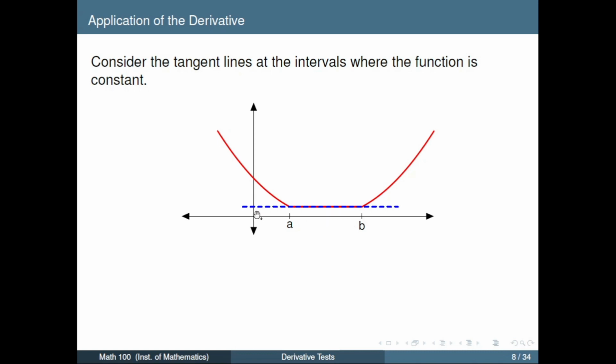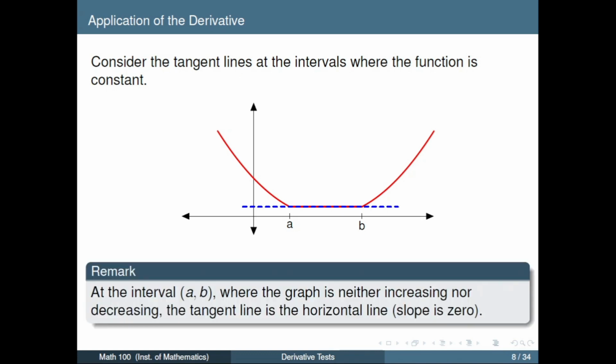And we see that this is our tangent line, which is also a horizontal line. Okay? And what can we say about the slope of a horizontal line? The slope of a horizontal line is equal to 0. Therefore, at the interval AB, where the graph is neither increasing nor decreasing, that means our graph is a constant, the tangent line is the horizontal line, which has a slope equal to 0.